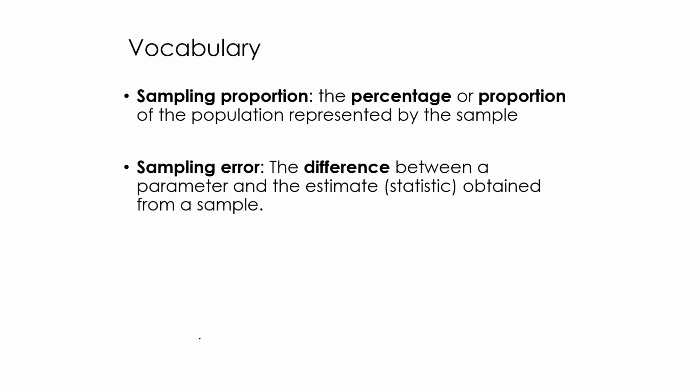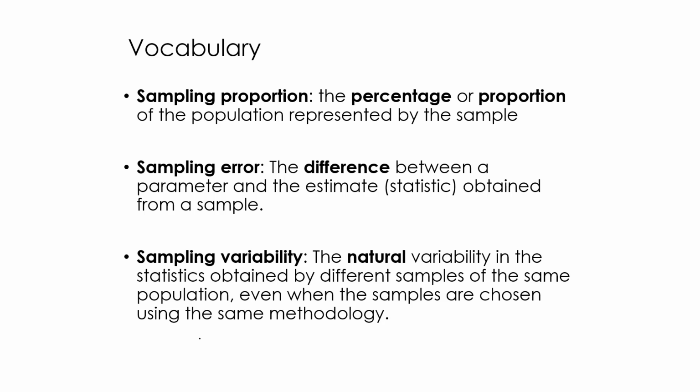A, simple random sampling. B, sampling. C, quota sampling. D, stratified sampling. And E, census.